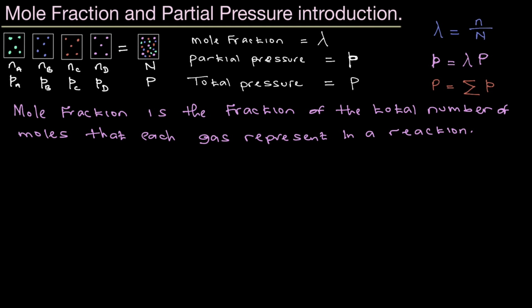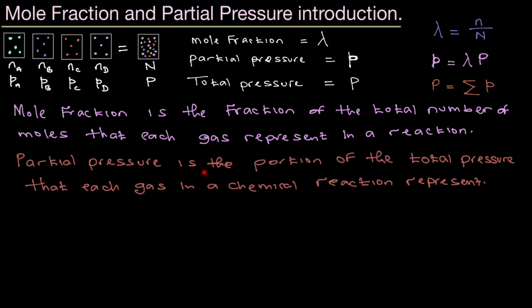Mole fraction is the fraction of the total number of moles that each gas represents in a reaction. So the mole fraction of A will be the moles of A divided by the total moles of the gases in the system. Partial pressure is the portion of the total pressure that each gas in a chemical reaction represents in a closed system.